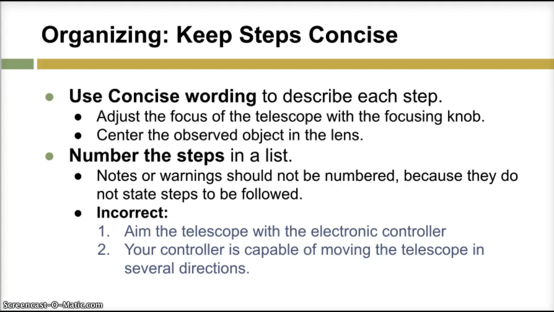You can also number steps that are in a list, but remember this, do not use numbering for notes or warnings because they do not state steps to be followed. So here is an incorrect example. You see here's the step, aim the telescope with the electronic controller. But the second thing that's actually listed as a step, it really isn't one. Your controller is capable of moving the telescope in several directions. That's actually just a note of information.